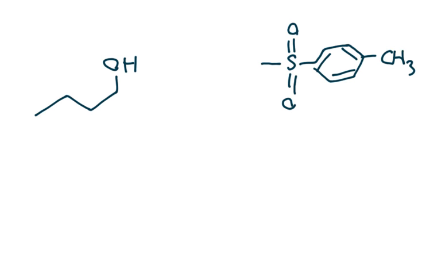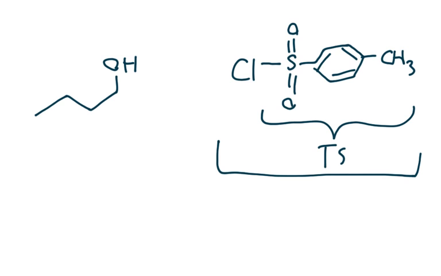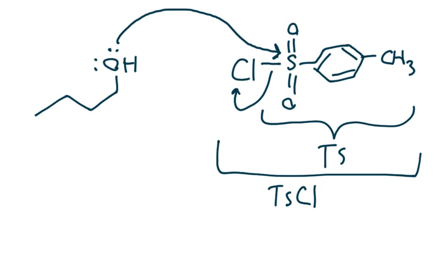So often you're going to see it as a tosyl chloride, so that's where you have chlorine here. And this whole thing gets abbreviated TS. So this you might see as TsCl. And what's going to happen is that this oxygen, it's got two lone pairs, right? So it's going to grab on to this sulfur in here, and this chlorine is going to get out.